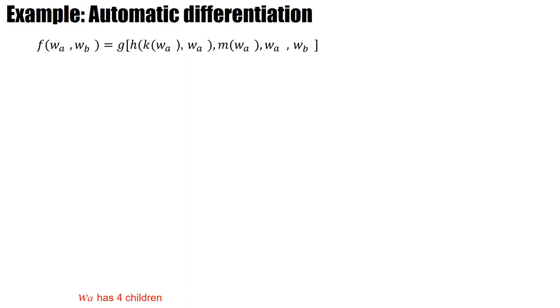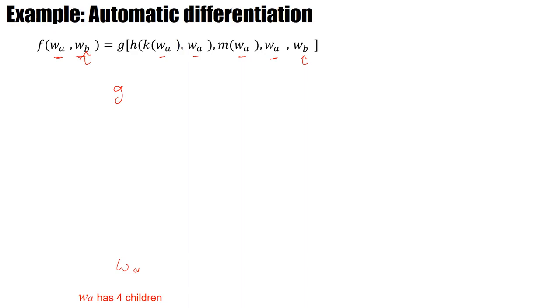So I have here a function which takes two entries, WA and WB, and WA appears here and there and there and there. Well, WB appears only once here at the end. Now, let's check how WA is connected to the output. Well, the output is this function G.